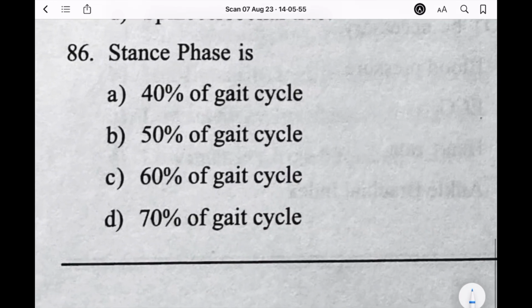Question number 86, stance phases. Options are A, 40% of gait cycle, B, 50% of gait cycle, C, 60% of gait cycle, and D, 70% of gait cycle. So correct answer is C, 60% of gait cycle.